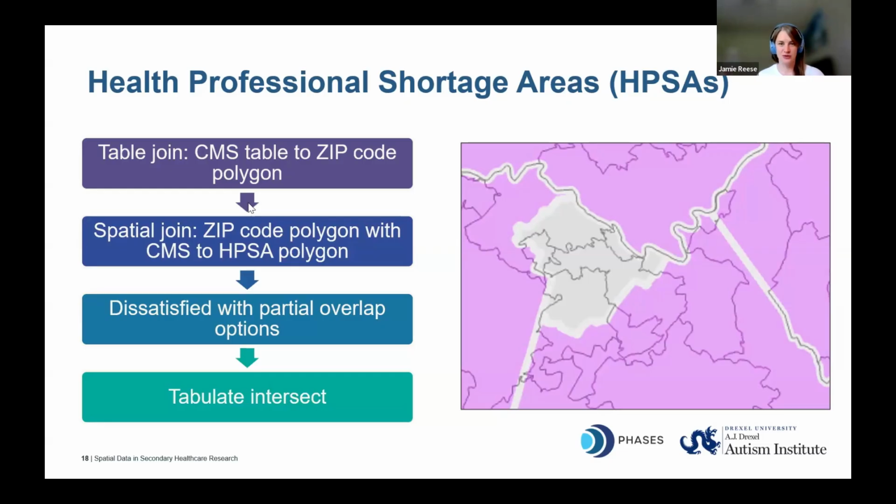Beyond the spatial join, there are some other relatively simple tools that we can use. In this case, I used a tool called Tabulate Intersect, which calculates the percent of the area of a given zip code that falls within a health professional shortage area. This gives us more nuance. It's been used in other studies in the literature. It likely gives us a more accurate estimate of the number of claimants living within a HPSA.